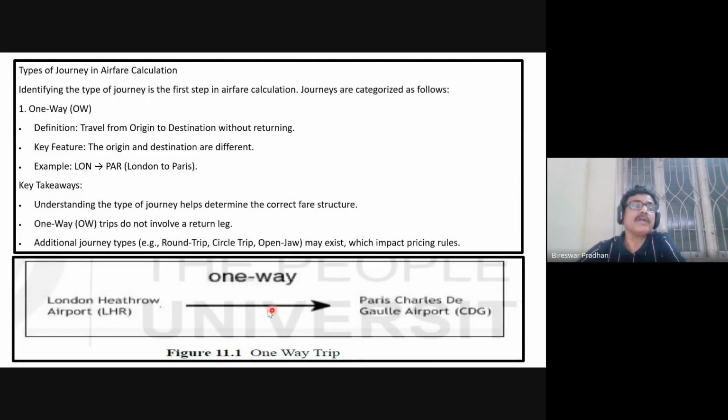Now, types of journey in airfare calculation. Identifying the type of journey is the first step in airfare calculation. Journeys are categorized as follows: one way. Definition: travel from origin to destination without returning.